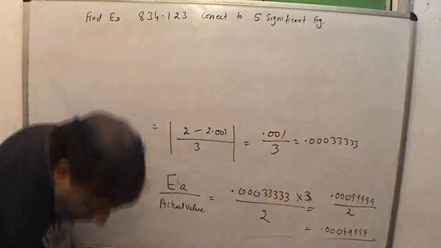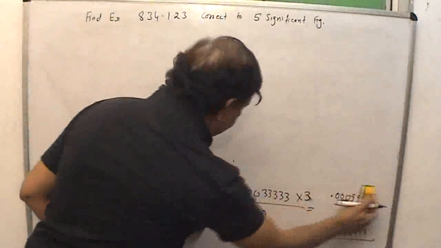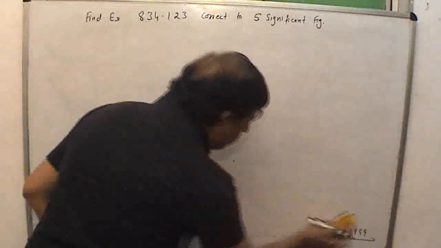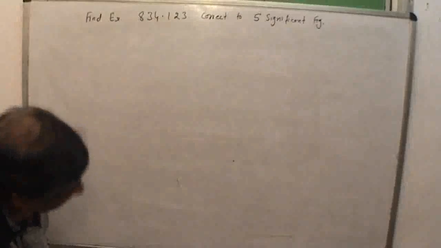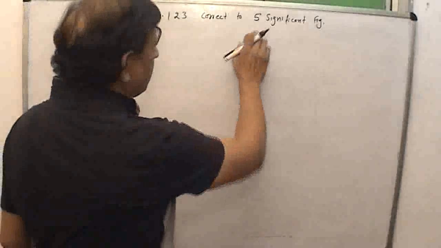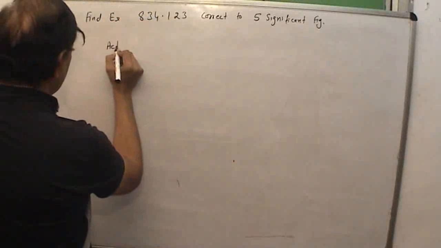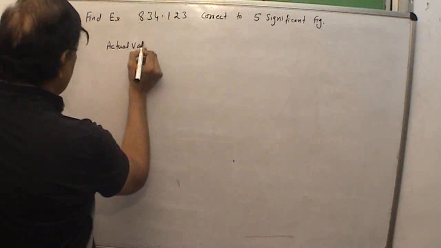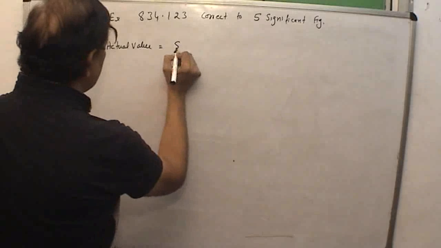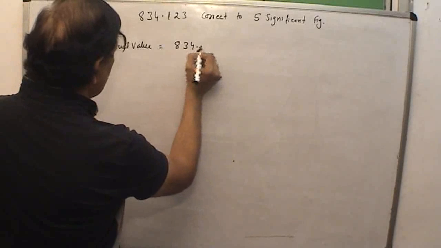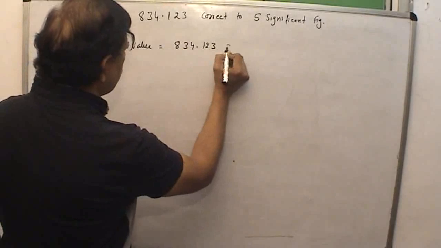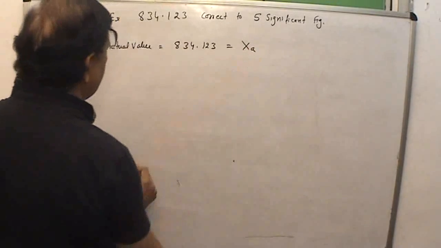Five significant figures. Now here we will have to keep in mind that we are going to consider the significant figures. Here the actual value is 834.123, and we denote it by say XA.